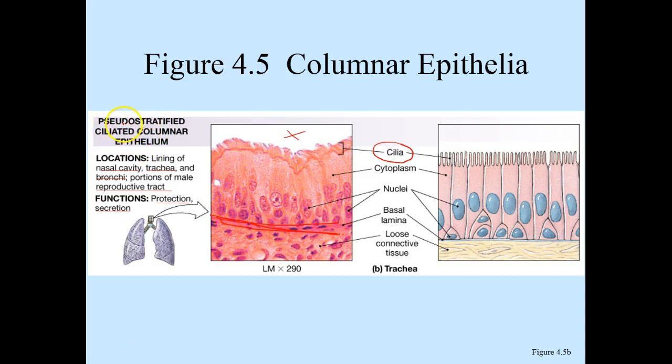Pseudo means fake or false. So it looks like it's many layers, but it's actually just one layer of column cells. And you can see the cilia here. The cilia is for protection. What are we protecting from? So this is found in your nasal cavity, trachea, bronchi, reproductive tract. So these are found where there's holes in the body, like your mouth. So this is going to be protective for dust, debris, bacteria to trap into the cilia.